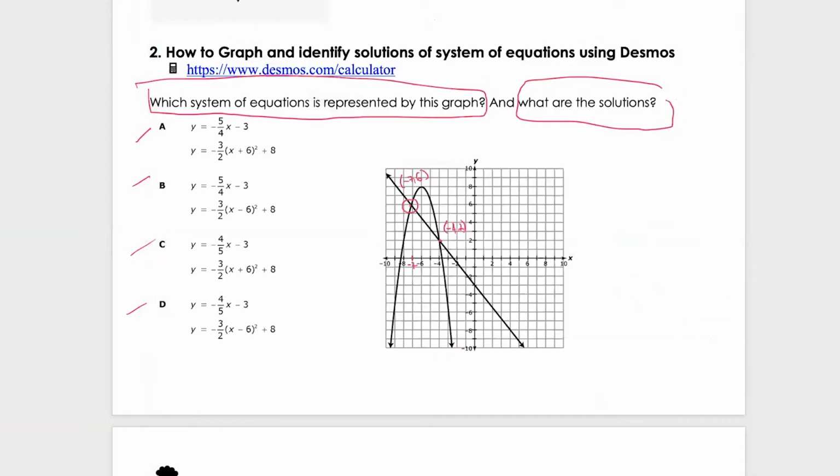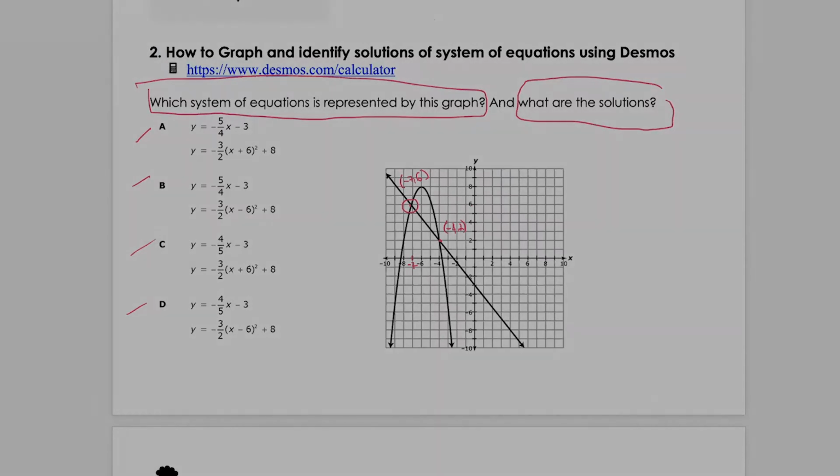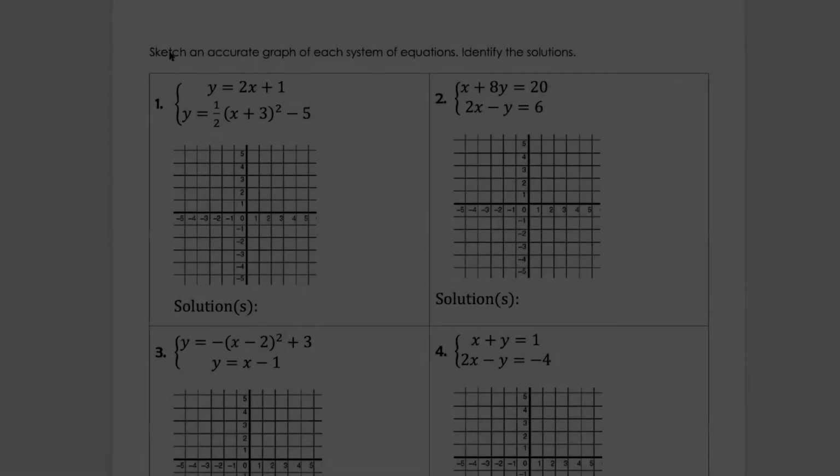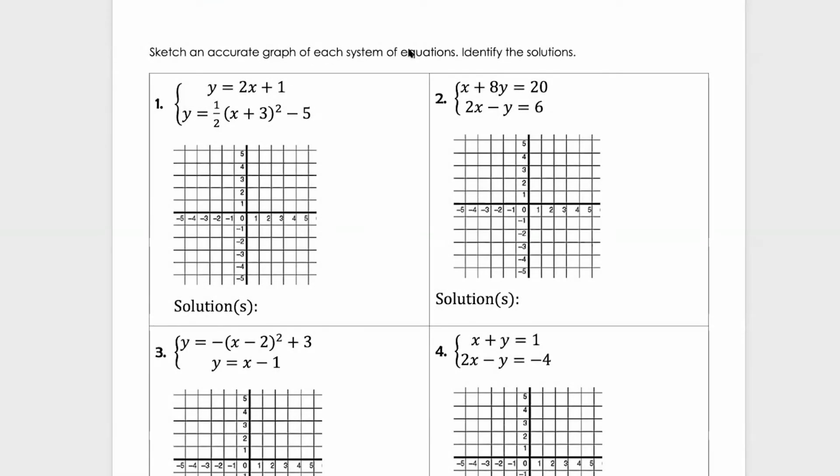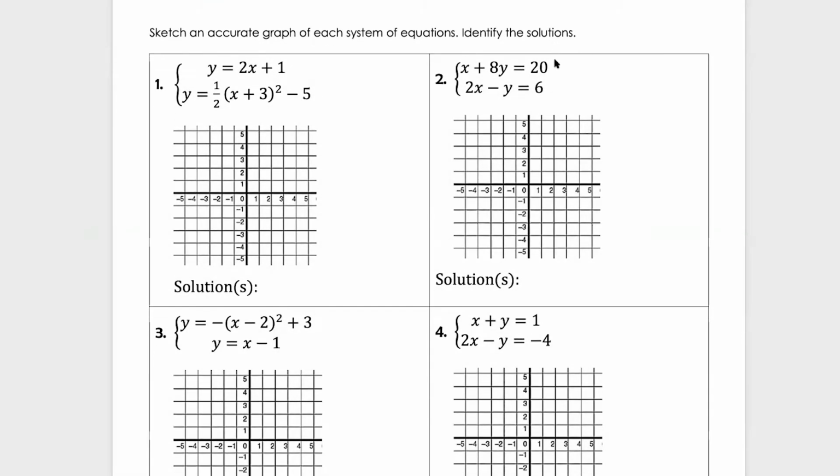So I don't have to try B and C and D anymore. I really got lucky from the first try. So what is the answer here, Mr. Blanco? What is the answer? So it looks like it's going to be option A. Perfect. Sketch an accurate graph of a system of equations and then identify the solution.